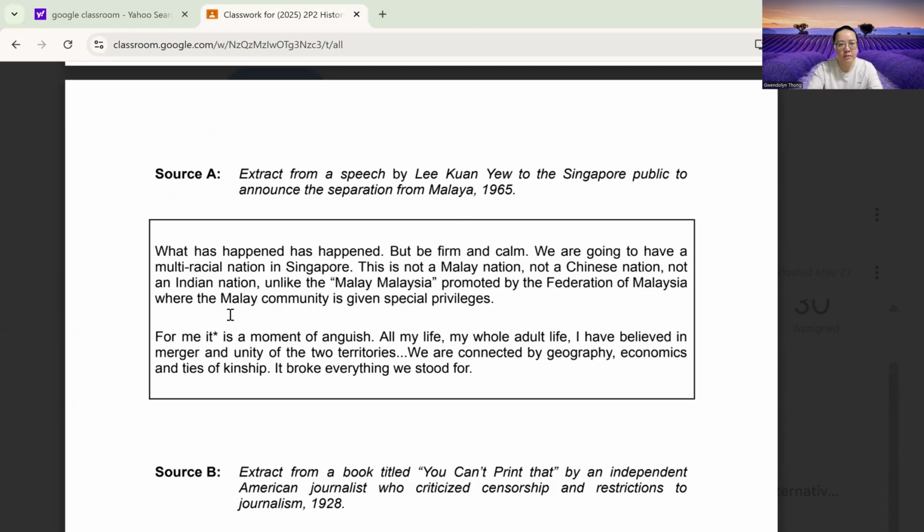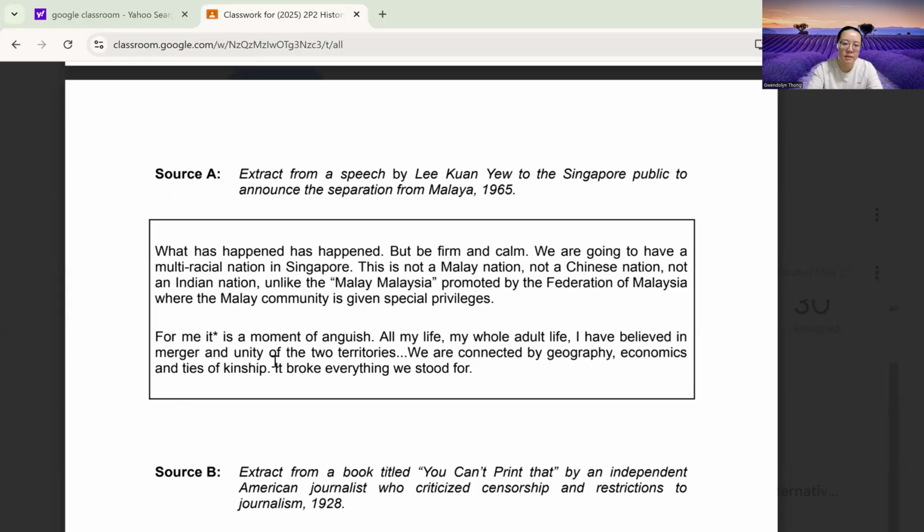So let's just take a look at the source closely. What has happened has happened. But be firm and calm. We are going to have a multiracial nation in Singapore. This is not a Malay nation, not a Chinese nation, not an Indian nation. Unlike the Malay Malaysia promoted by the Federation of Malaysia, where the Malay community is given special privileges. For me, it is a moment of anguish. All my life, my whole adult life, I've believed in merger and unity of the two territories. We are connected by geography, economics, and ties of kinship. It broke everything we stood for.